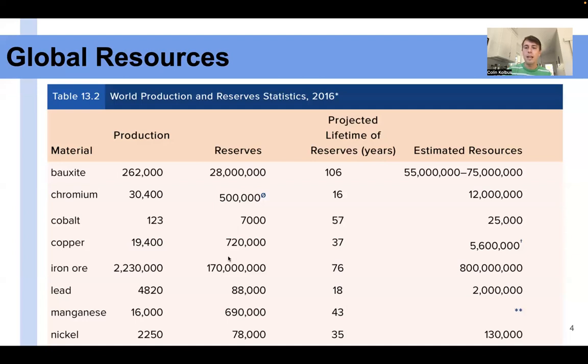Hopefully technology changes and we'll be able to access more of that. But currently, if things just stay on the same course, we will only have 20 years left of our access to lead, which is kind of surprising. All of these are quite low numbers, which is also surprising.